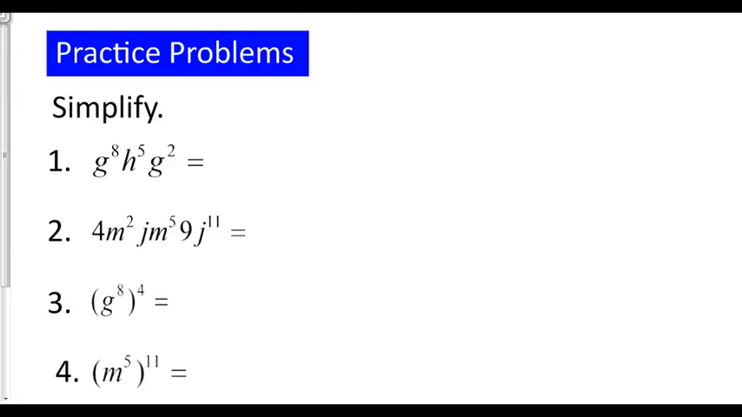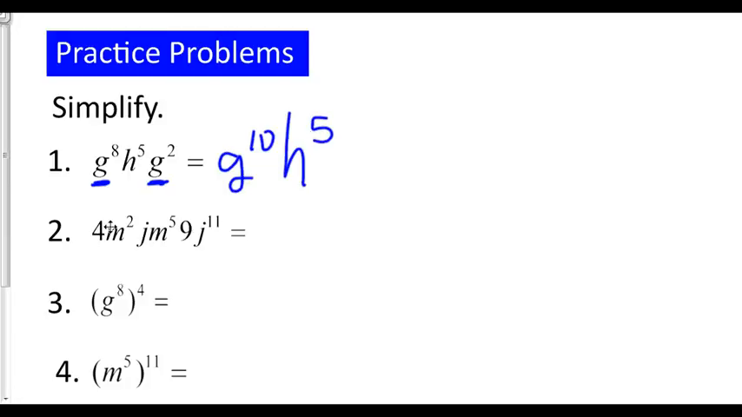Okay, here are 4 problems for you to practice. G to the 8th, h to the 5th, g squared. Only the g's have the same base. So these are the ones that I can simplify. G to the 8th times g squared. Multiplying powers of the same base, I'm adding these exponents. G to the 10th, h to the 5th stays the same.